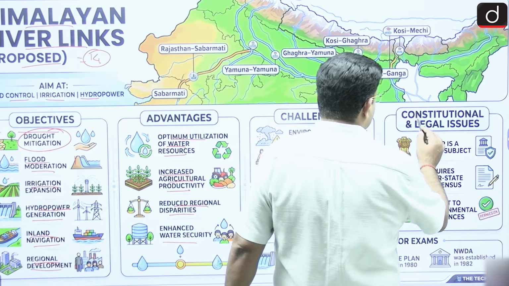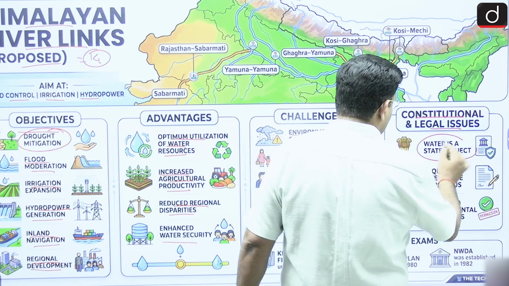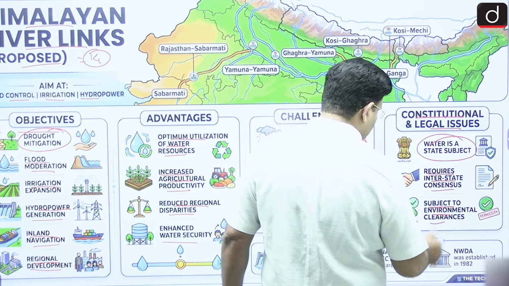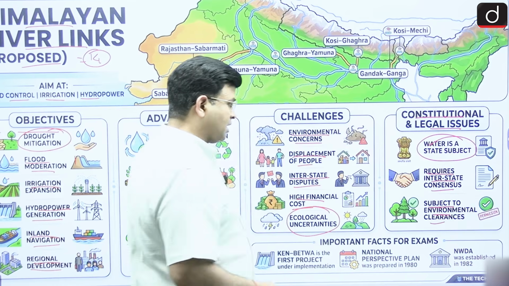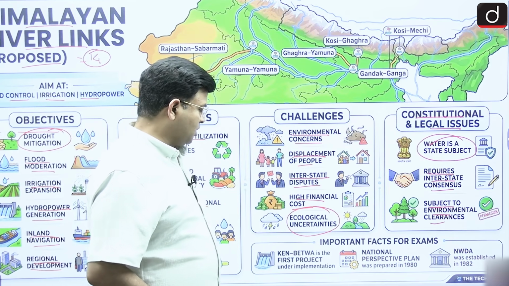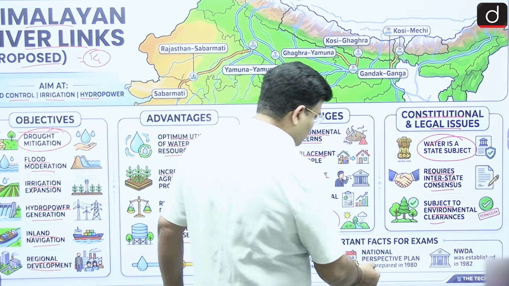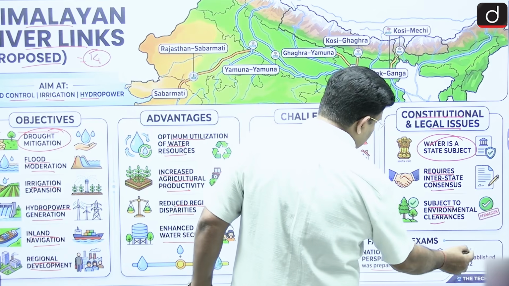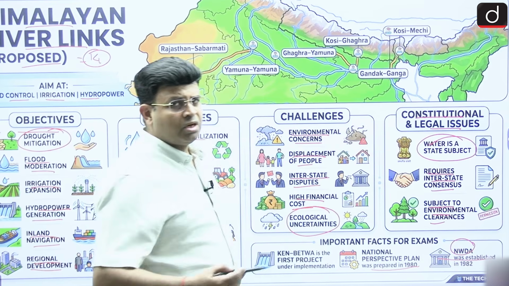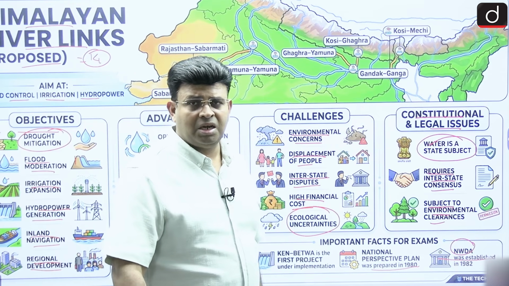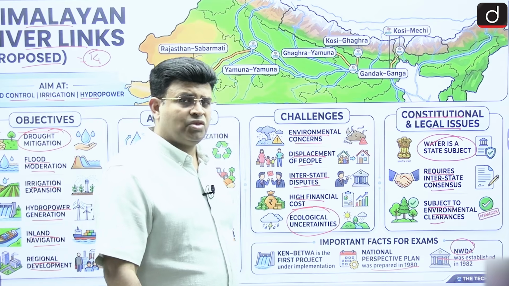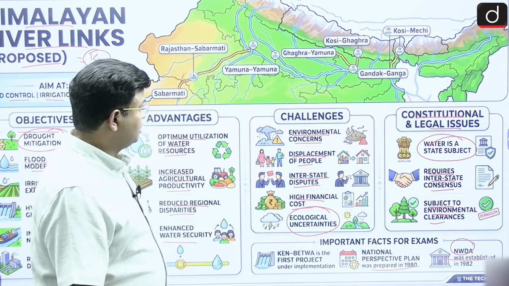And you know that constitutional and legal issues are there. Water is a state subject, requires interstate consensus, subject to environmental clearance. So environmental impact assessment should be there. And Ken-Betwa is the first project under implementation. The National Perspective Plan was prepared in 1980, and the National Water Development Agency was established in 1982. So the National River Linking Project started in 1980, and after that in 1982 the National Water Development Agency came under the Ministry of Jal Shakti, and thereafter it has moved ahead.